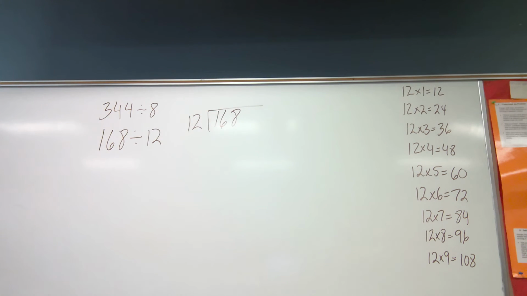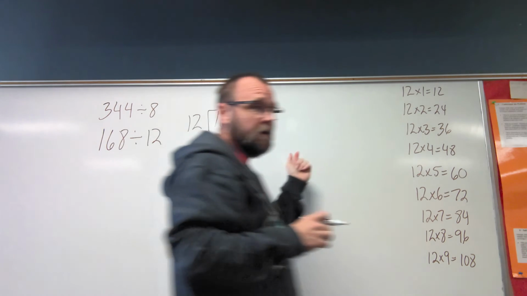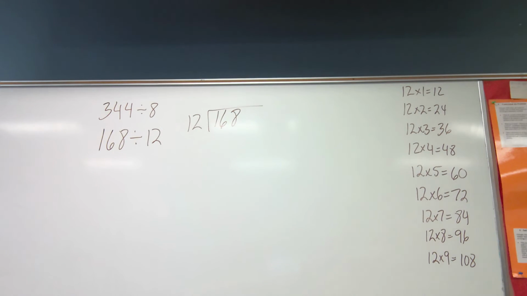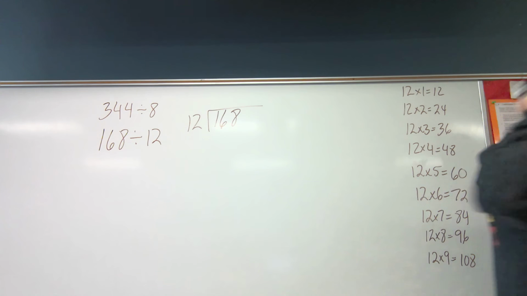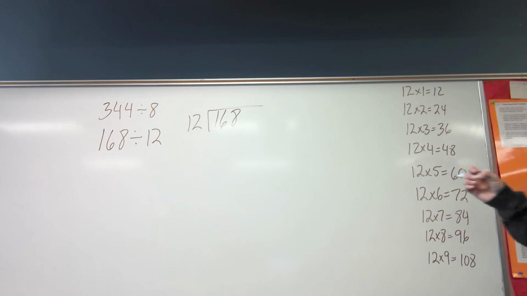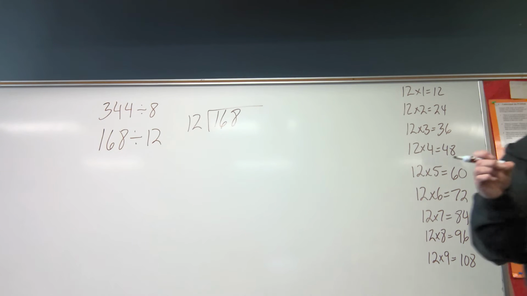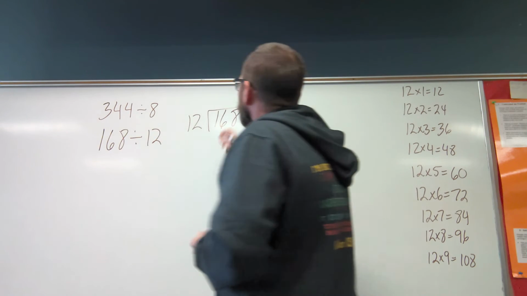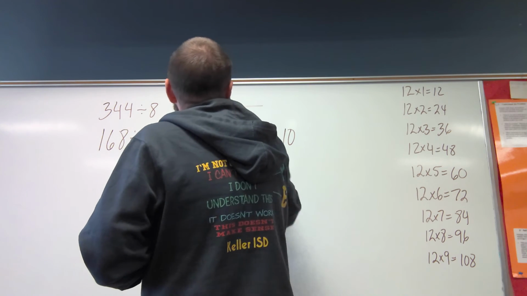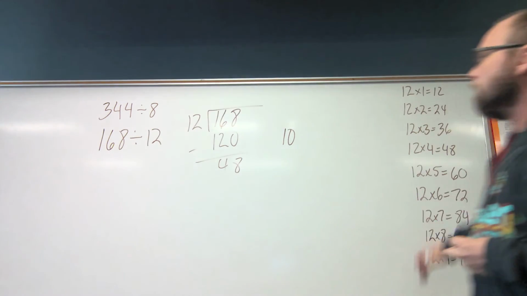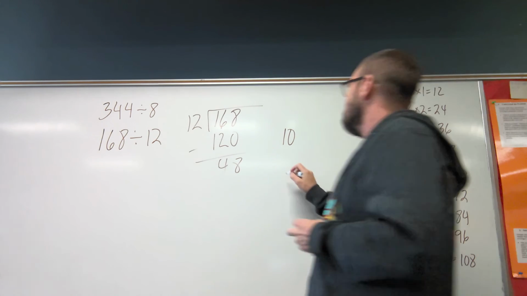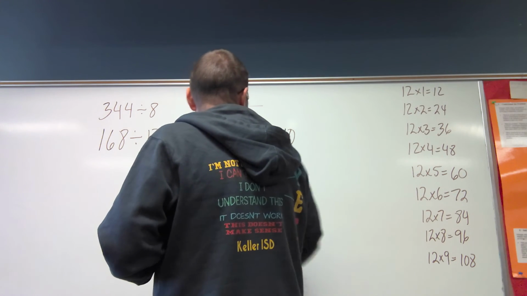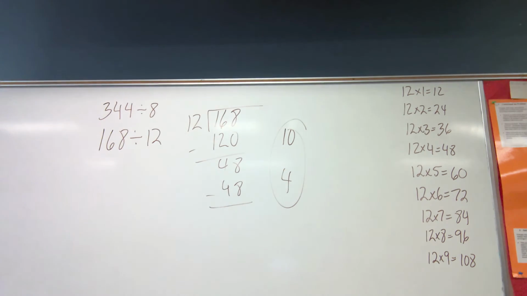All right, now we'll do partial product with this. I can go 10, and 10 times 12 is what? 120. Can I go by 20? What's 20 times 12? 240, which is too big. So if I go by 10, and that's 120, then I get 48, then I can go times 4, and I get 14.